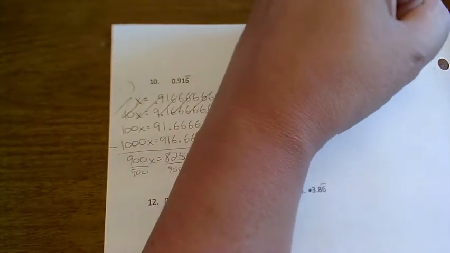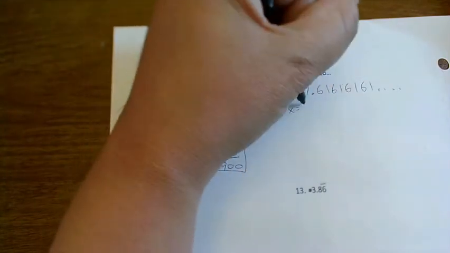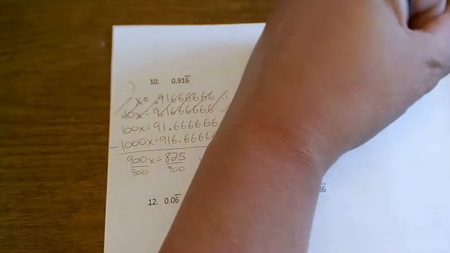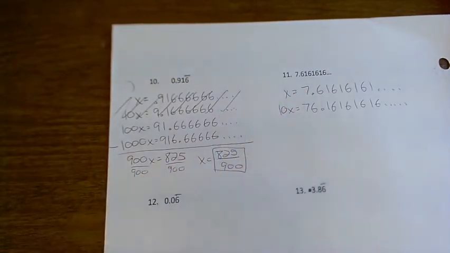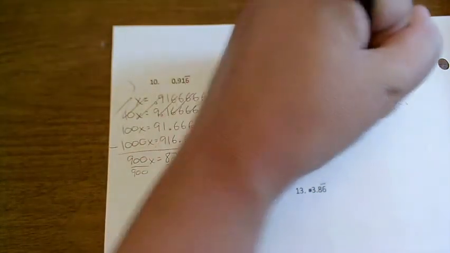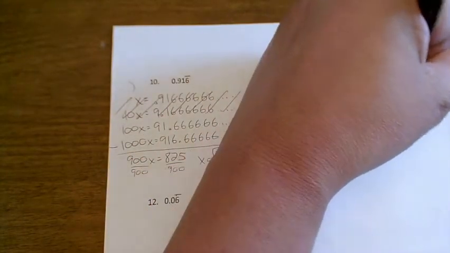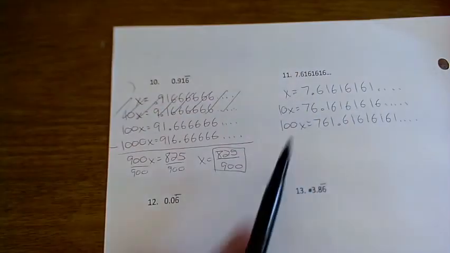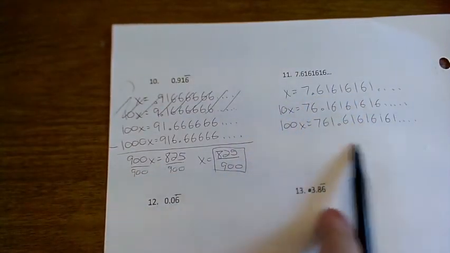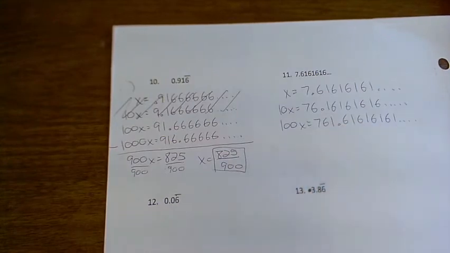Number 11. So there's some fraction that is 7.61616161. Okay, so 10 times that would be 76.16161616. Two decimals are not the same, so keep going. So 100x is 761.61616161. Now we have a 0.61 repeating and a 0.61 repeating, so we can actually stop.